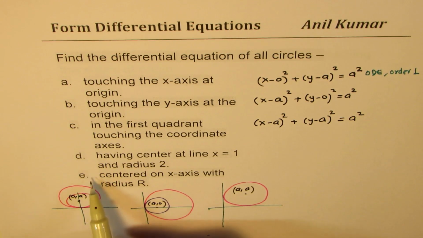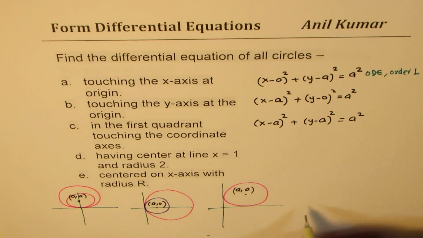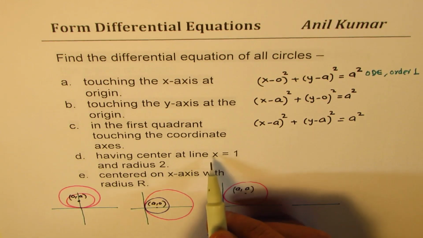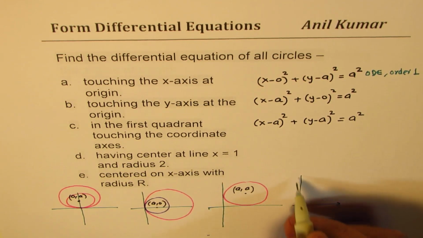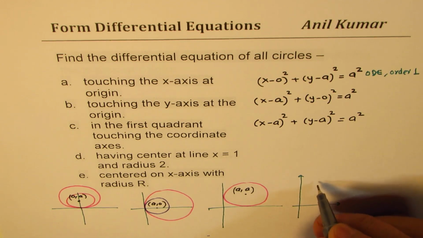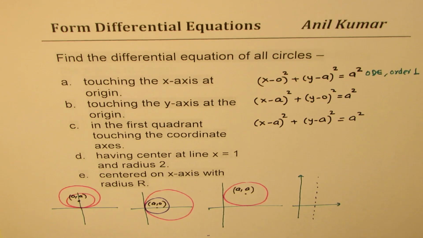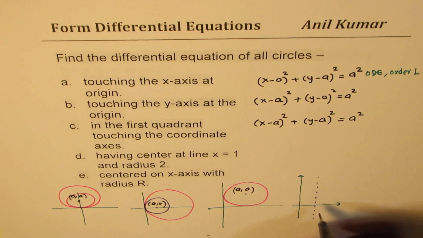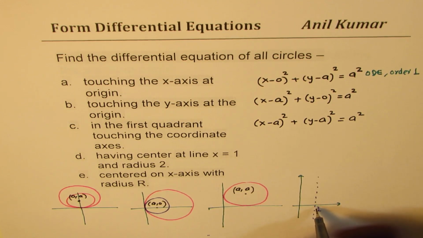Now let's look into D and E. Having center on line x equals 1 and radius 2. So that means we're talking about having center on x equals 1. So let me just sketch x and y coordinates like this. And we want line x equals 1. So that is the line, x equals 1. Do you see that? So on this line, anywhere the circle could be, correct? So that means x value is 1, right? So y value is changing, the x value is constant.